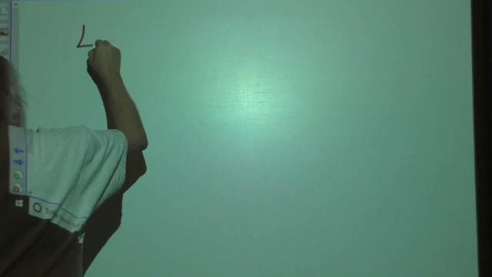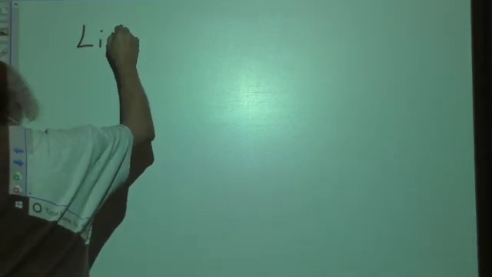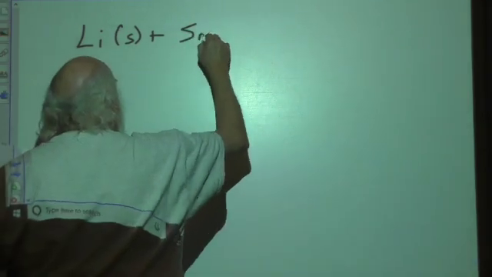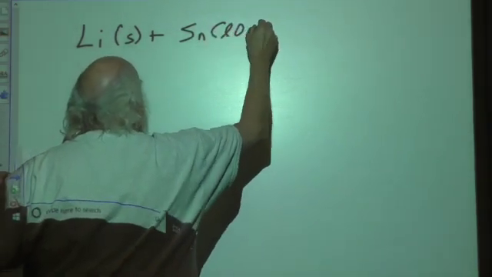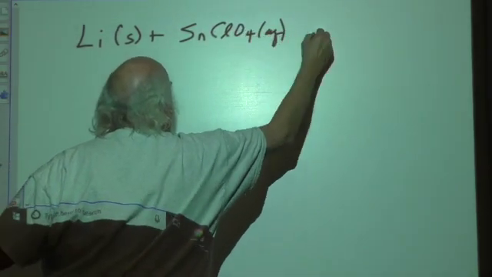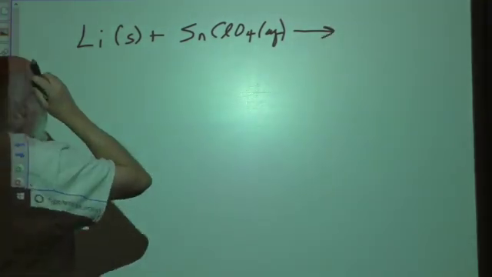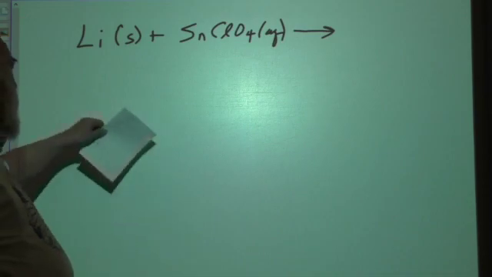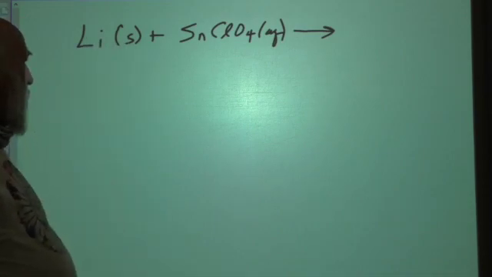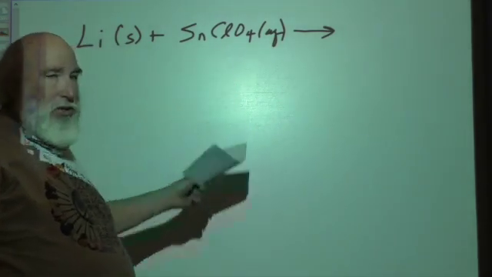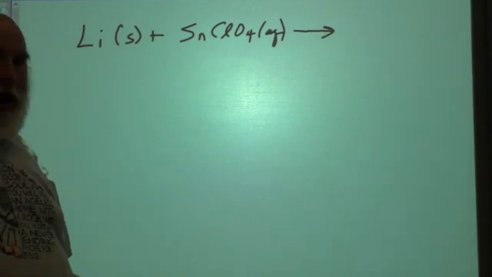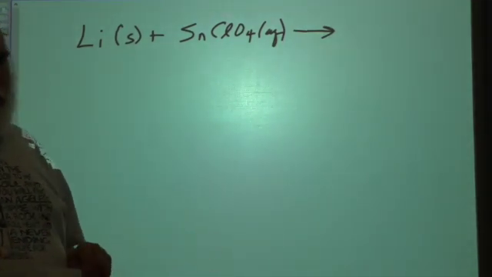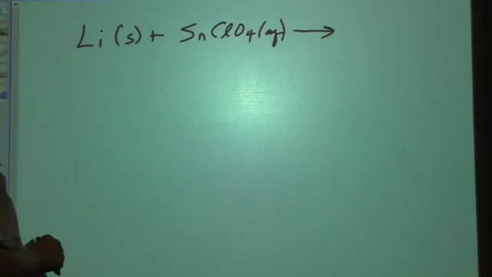Let's take a look at this one. Li solid plus Sn(ClO4)4 aqueous. So the first question we ask ourselves is, what kind of reaction is this? Well, we've got an element and we have an aqueous solution. What kind of reaction deals with an element and an aqueous solution? We call those single displacement reactions.